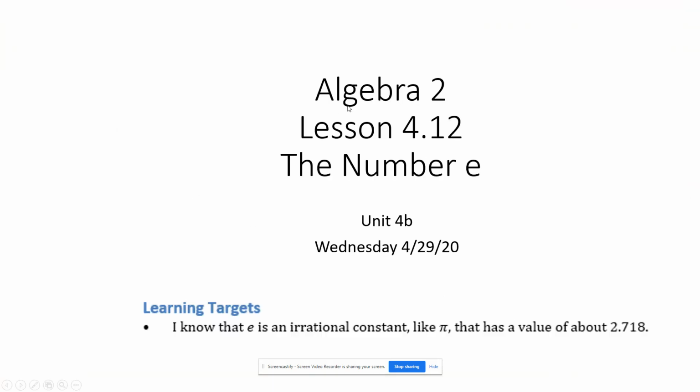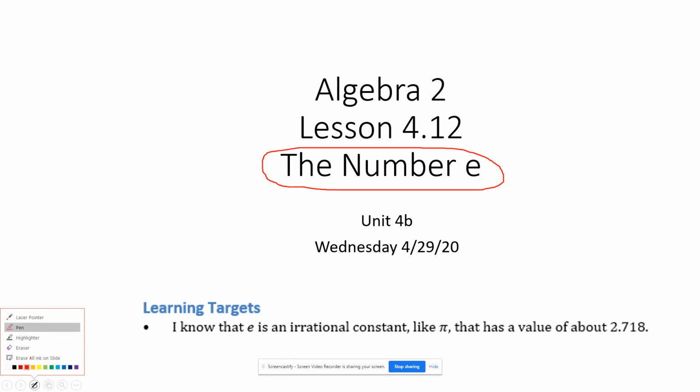All right, so today for Algebra 2 class, you will be learning lesson 4.12, the number e. You have been talking about a lot of logarithmic functions and exponential functions. So today we're talking about the number e. Very, very important number. Your learning objective for today is: I know that e is an irrational constant like pi that has a value of about 2.718.